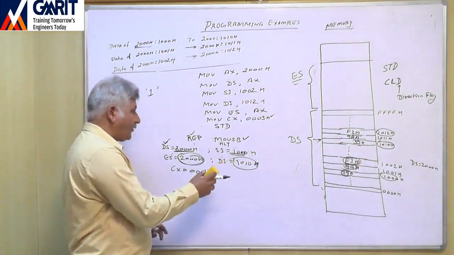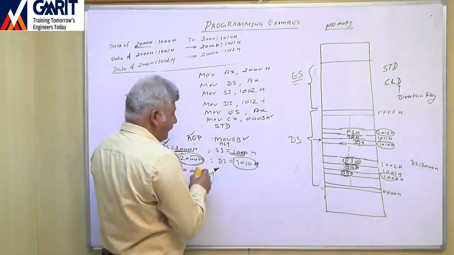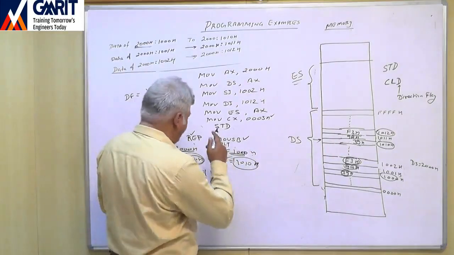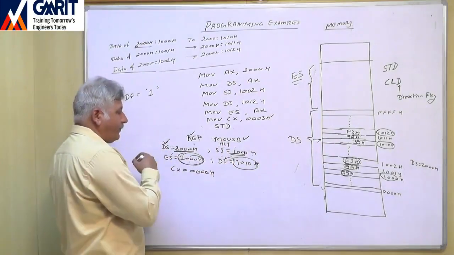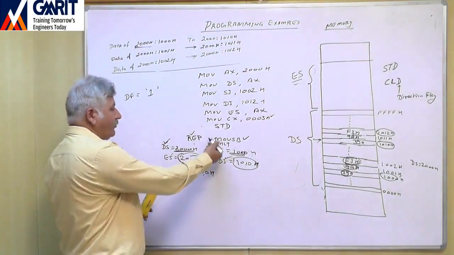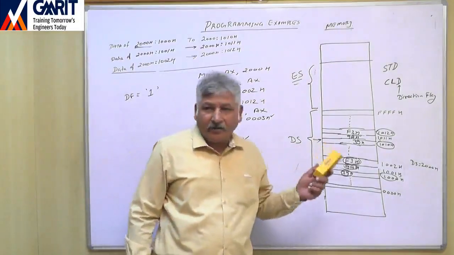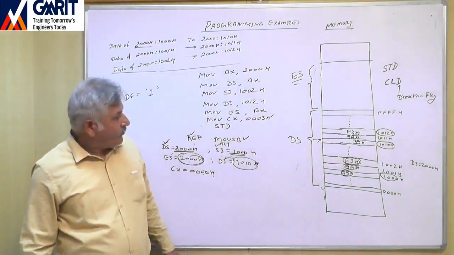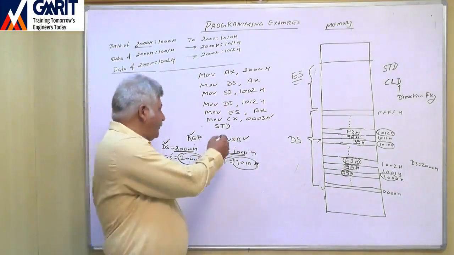After transferring this data, SI will be decreased by 1, right? DI will be decreased by 1, and CX will be decreased by 1. So CX will become 0. Now the moment CX becomes 0, the program will come out from the loop and the halt instruction will be executed and the program will stop.